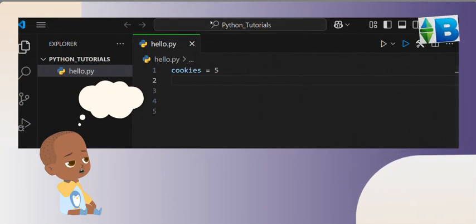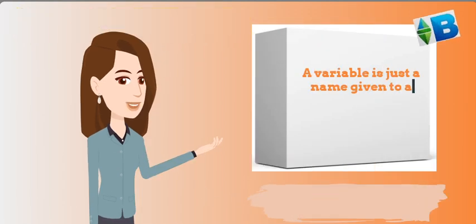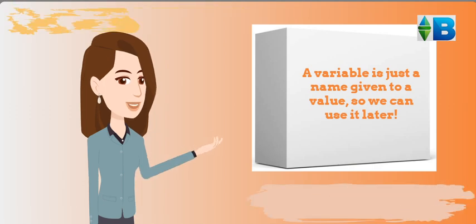Wait, you mean I can name a box and put things in it? Exactly. A variable is just a name given to a value, so we can use it later.